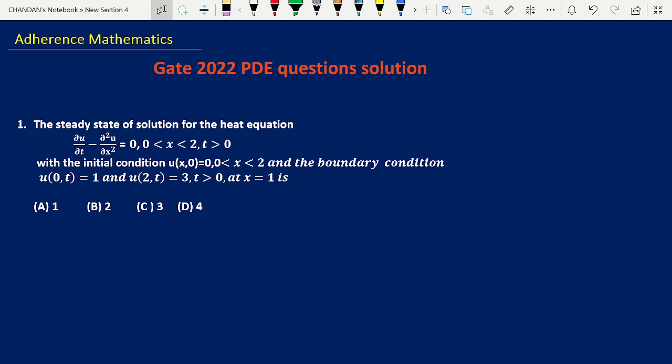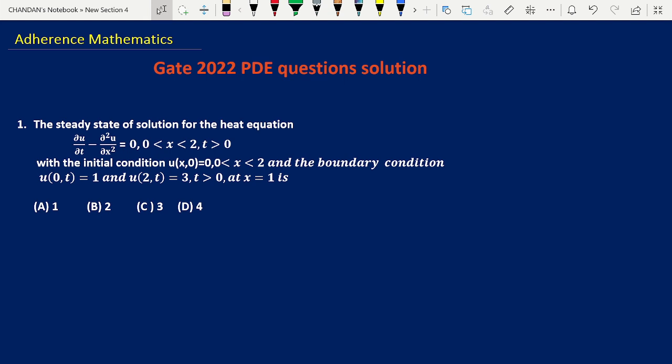Otherwise, if you don't know the formula or the basic concept, it will be very complicated for you to solve the question in the examination hall, because PDE is applied mathematics, and all of you know that applied mathematics depends totally on formulas.